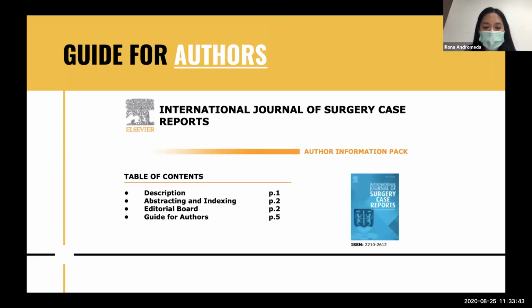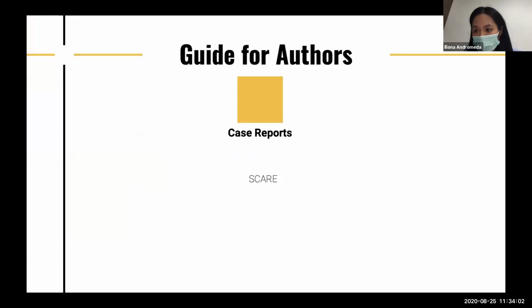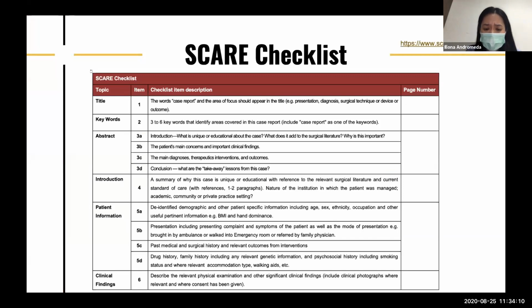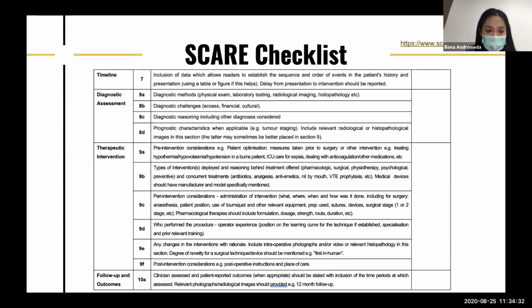So this is the guide for authors. This is specifically made for case reports, because the International Journal of Surgery has a different journal for case reports. So they have a separate journal for only case reports. Based on these guides, they use the SCARE guideline for reporting case reports. So these are the checklists. We have to make sure that it is given by the case reports every time we want to upload the report. So it consists of a title, keywords, 3 to 6 keywords with abstract, introduction, patient information, clinical findings, a timeline, diagnostic assessment, therapeutic intervention, follow-up, and outcomes.